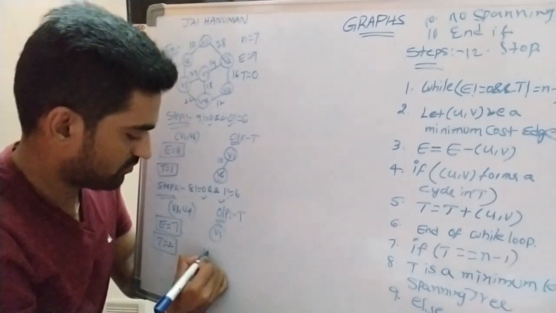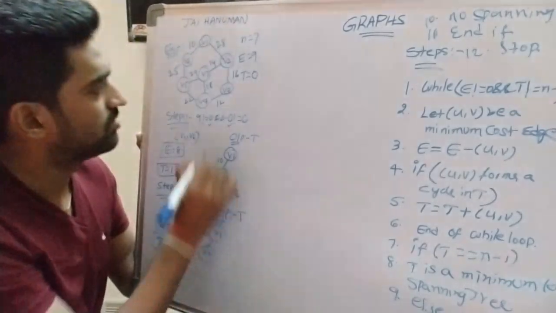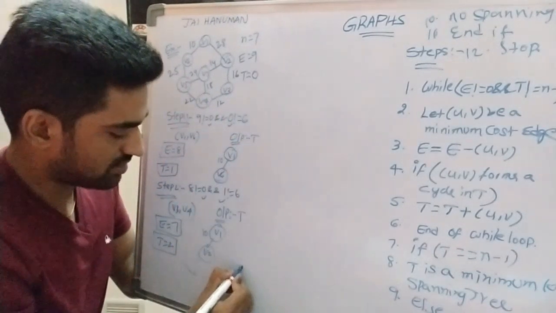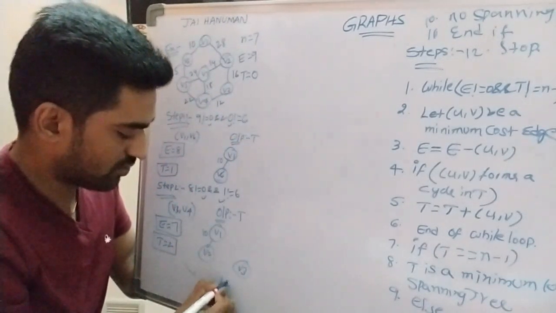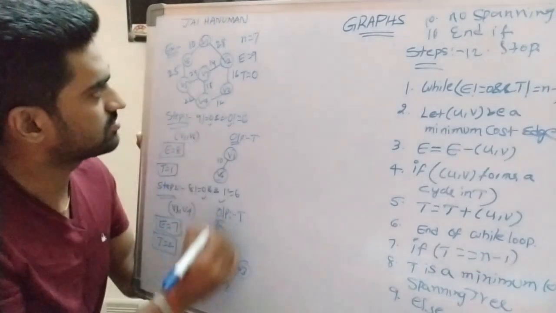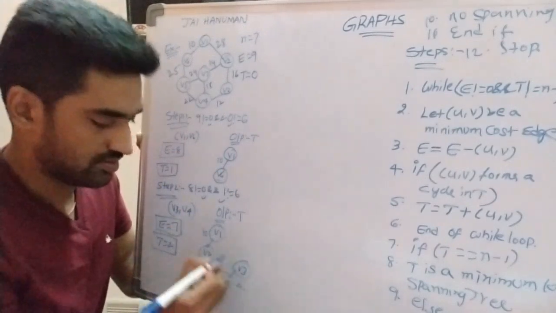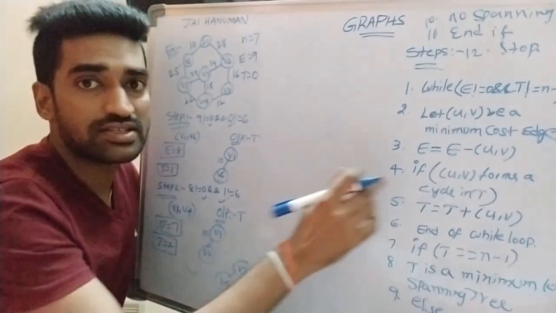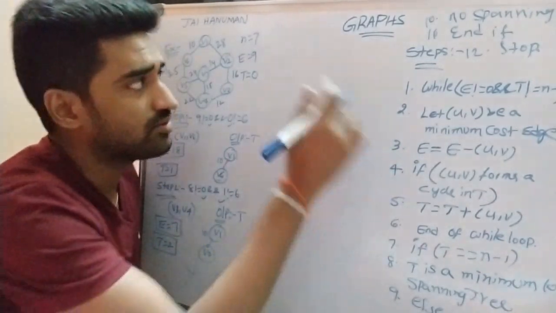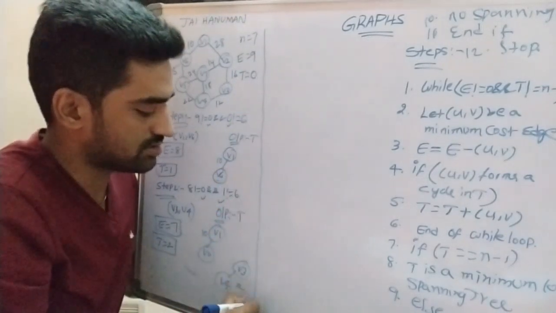V1 V2 10, V3 V4. What is the cost? 12. Right? So after completion of the entire process, then we are checking the same condition.